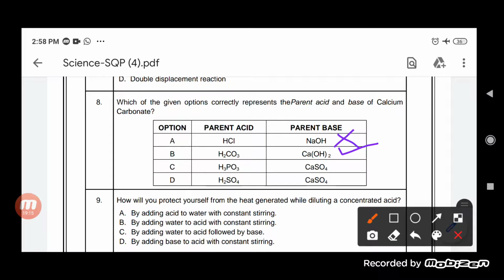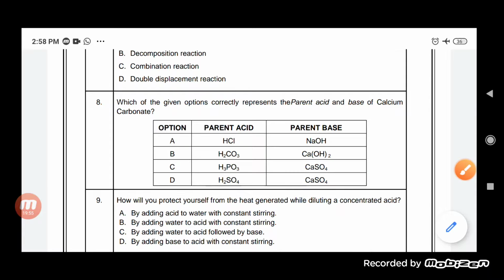Second one. Third one is H3PO4. This is phosphoric acid and calcium sulfate. When both of them react together, there is a formation of calcium phosphate and sulfuric acid will be released. So obviously this is not a correct answer. And sulfuric acid, when reacting with calcium sulfate, will not give calcium carbonate. So this is also a wrong answer. So only B is the correct option, where carbonic acid reacts with calcium hydroxide to form calcium carbonate. Okay, so this is the correct option.